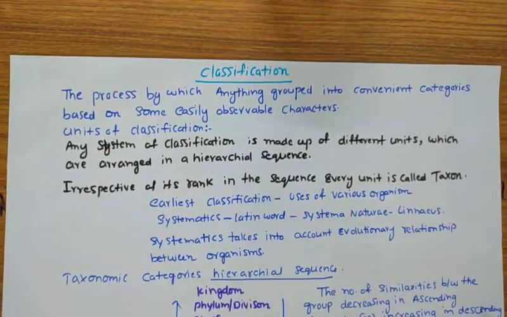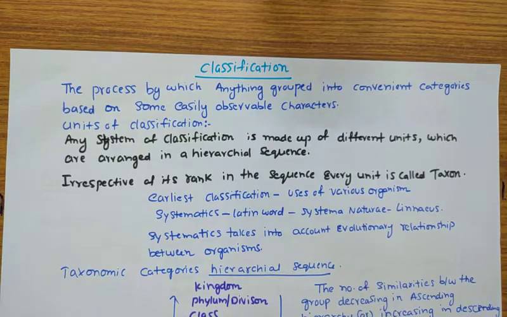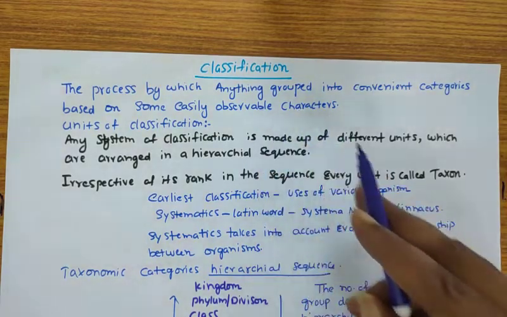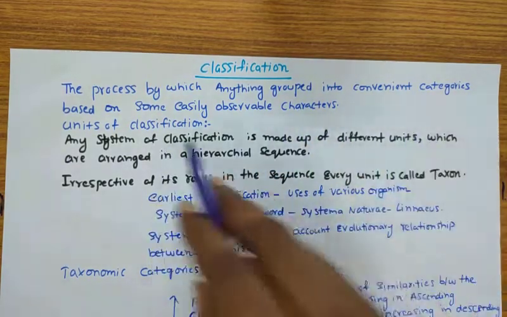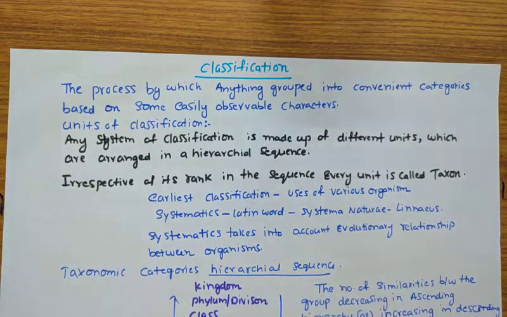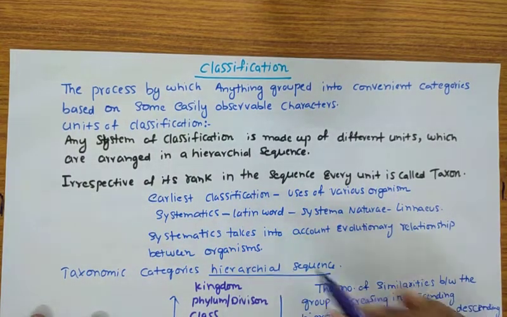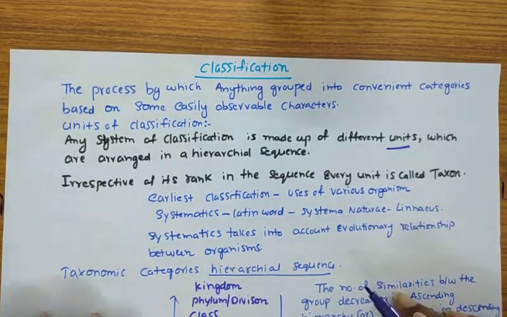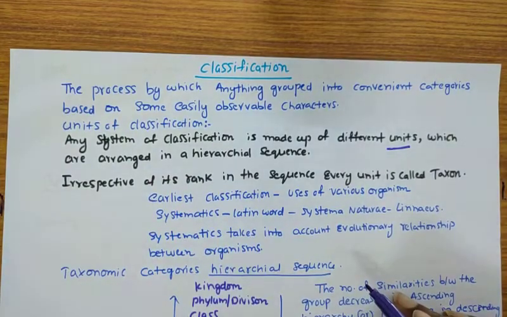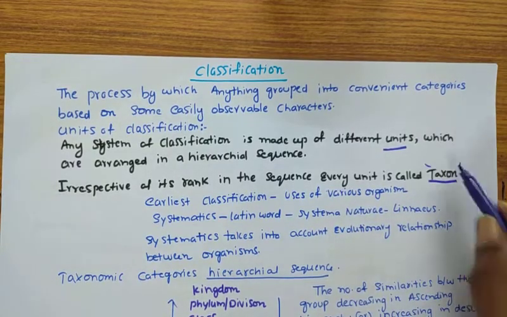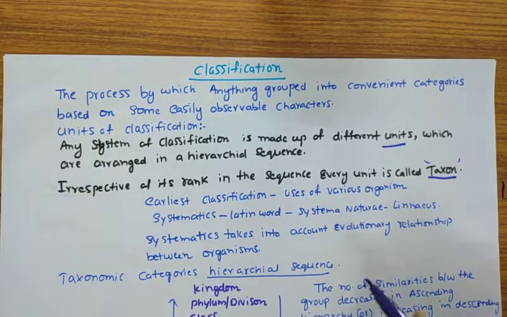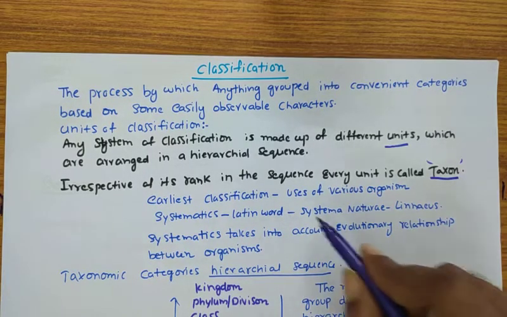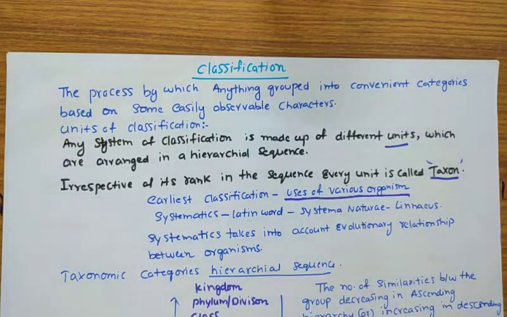Then the next aspect is classification. The process by which anything is grouped into convenient categories based on some easily observable characters is called classification. Now the units of classification. Any system of classification is made up of different units arranged in a hierarchical sequence. Irrespective of its rank in the sequence, every unit is called a taxon. Remember that one.